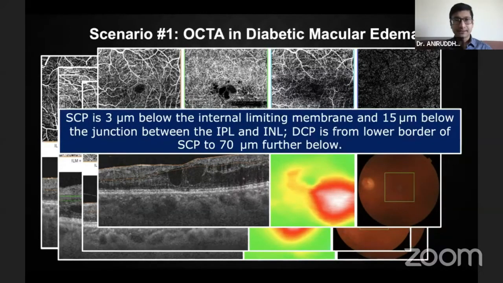The cheat sheet here is that the superficial capillary plexus is segmented well if it starts 3 microns below the internal limiting membrane and extends to the junction between the IPL and INL. That is the correct segmentation slab. And for the deep capillary plexus, it should be from the lower border of the superficial capillary plexus to 70 microns further below.